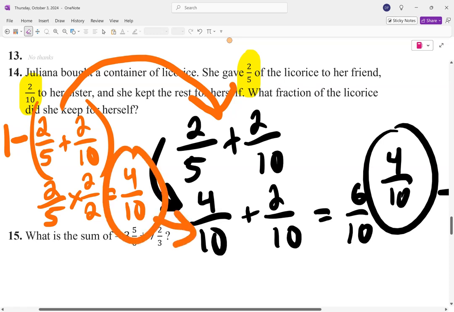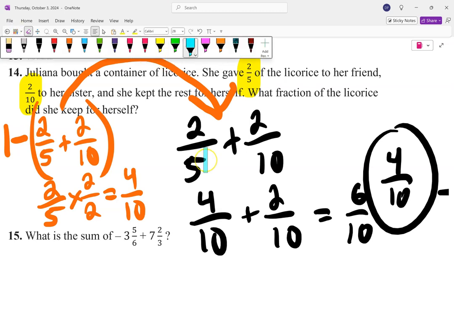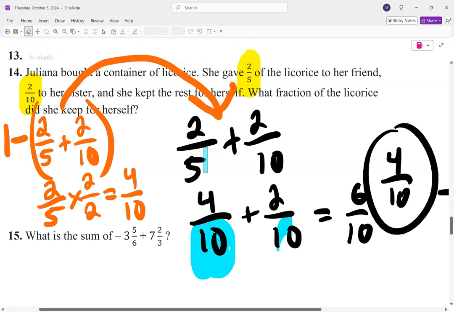So now that we've multiplied, we've got our common denominator, 4/10 and 2/10. Erasing these arrows. 4/10 and 2/10, right? We can add them together and that makes 6/10.